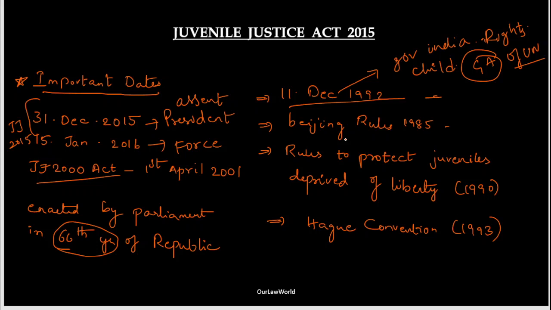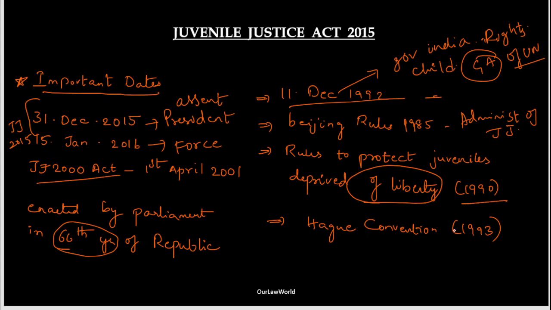The other one is called the Beijing Rules 1985. This is about the rules for administration of juvenile justice. So Beijing Rules are for administration of juvenile justice. The year is 1985. And the next one is the rules to protect the juveniles deprived of liberty. In the year 1990, this has come.